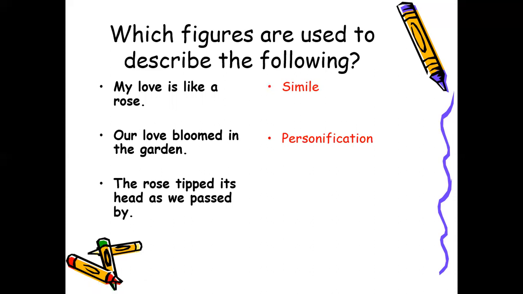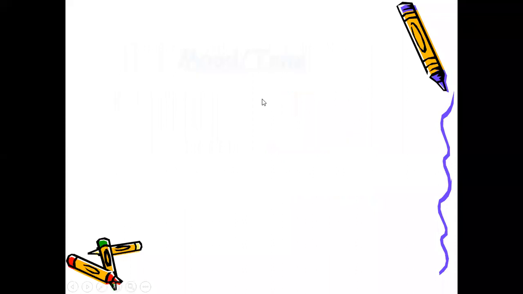So it's a metaphor. Also here, the rose tipped its head as we passed by. Now, do roses have heads? Who has heads? Yes, humans have heads. So because humans have heads, it's a what? It's a personification. Very good. This one is a metaphor, guys. The second. Okay. Great.